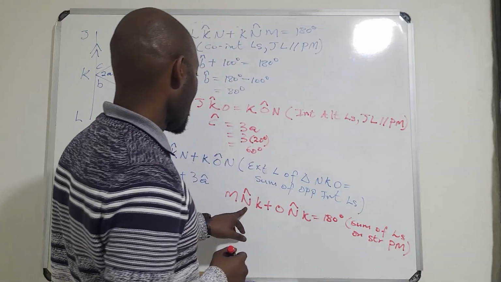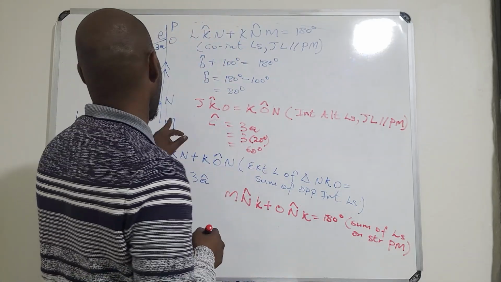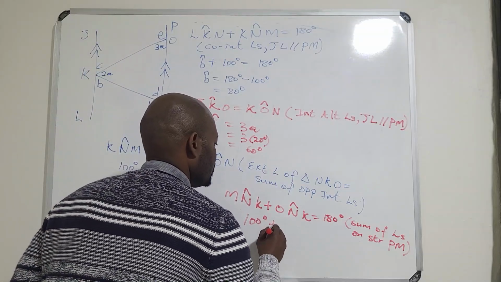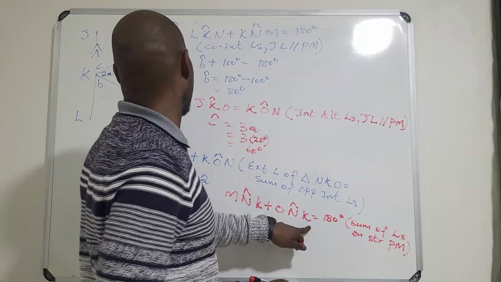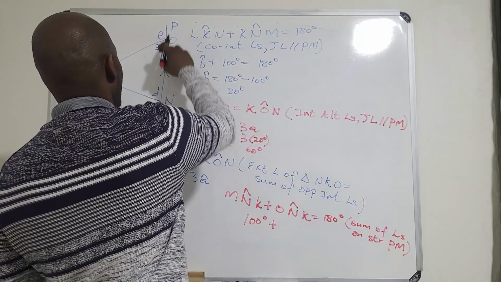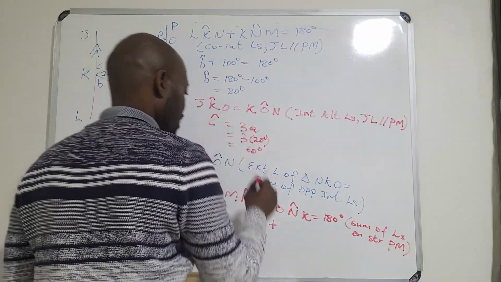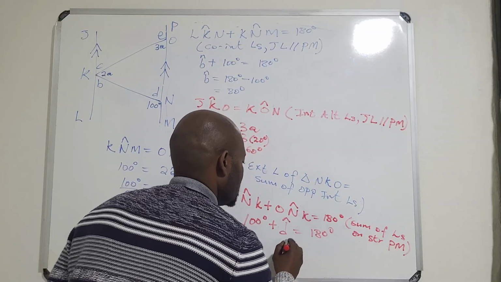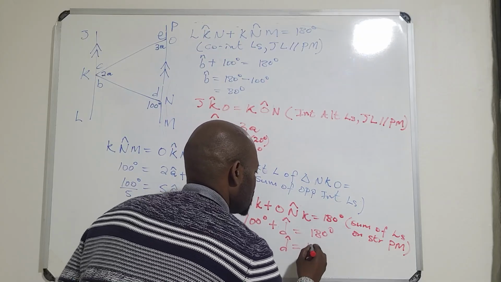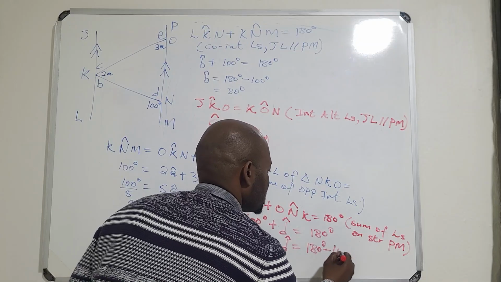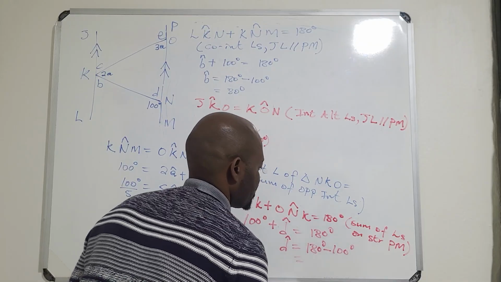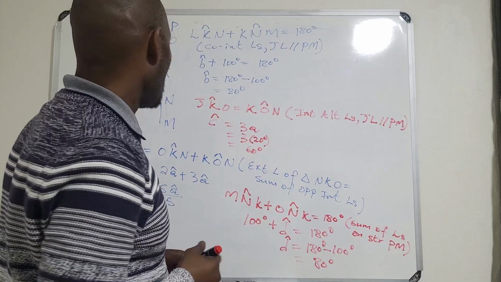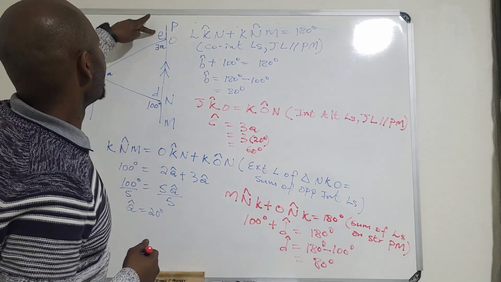Now, angle MNK is 100 degrees plus angle ONK is D. Angle ONK is D, angle D, which is equal to 180 degrees. Angle D is equal to 180 minus 100 degrees, which is equals to 80 degrees. Now, we can find E.